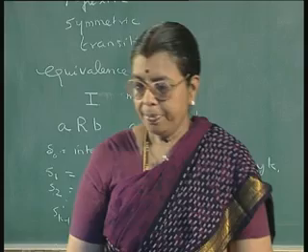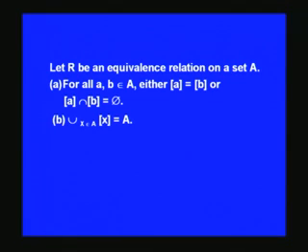Let R be an equivalence relation on a set A, then for all a, b belonging to A, either the equivalence class of a is the same as the equivalence class of b, or the equivalence class of a and the equivalence class of b are disjoint. That is what we meant by the equivalence class of a intersection the equivalence class of b being phi, they are disjoint. And the union of all such equivalence classes makes the whole set A, that is given by the second part.